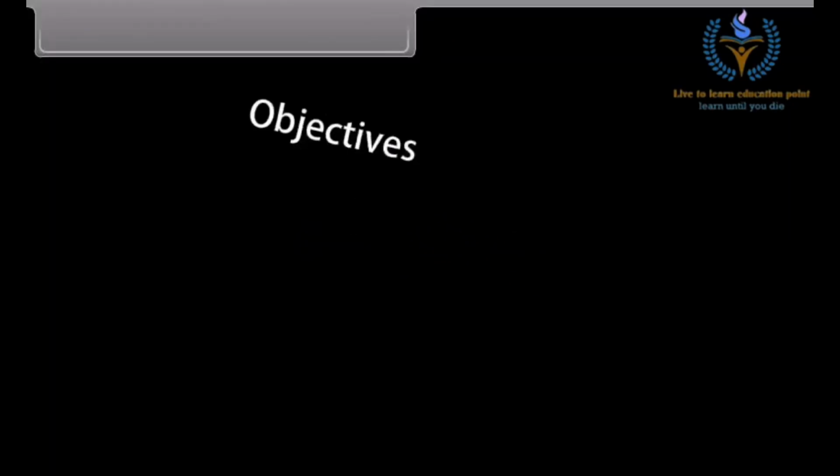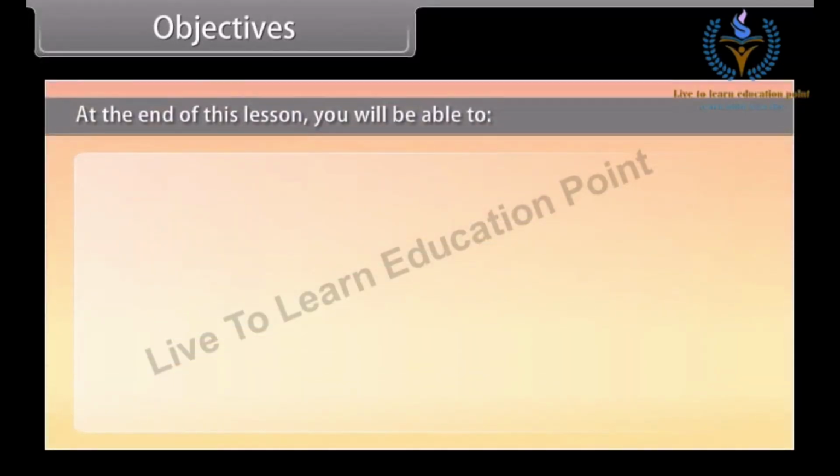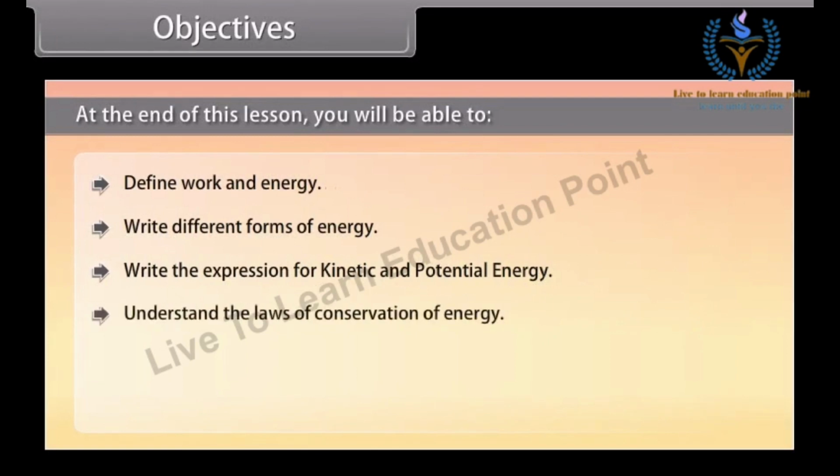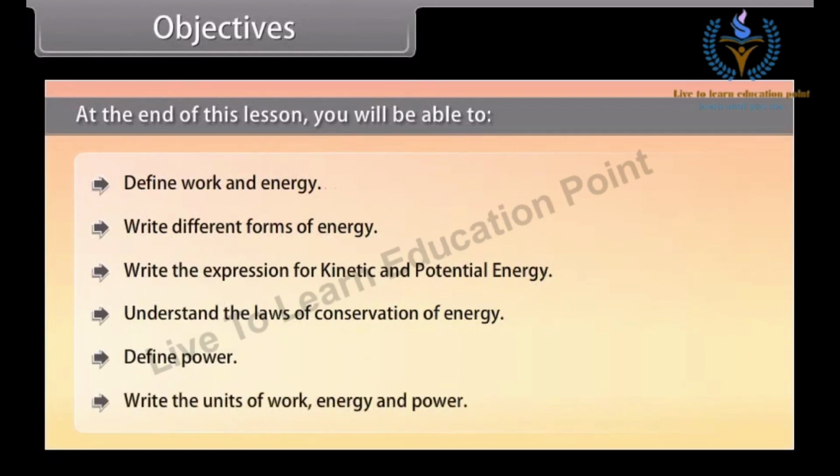Objectives. At the end of this lesson, you'll be able to define work and energy, write different forms of energy, write the expression for kinetic and potential energy, understand the laws of conservation of energy, define power, and write the units of work, energy and power.